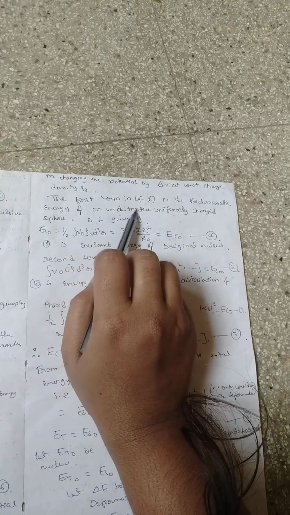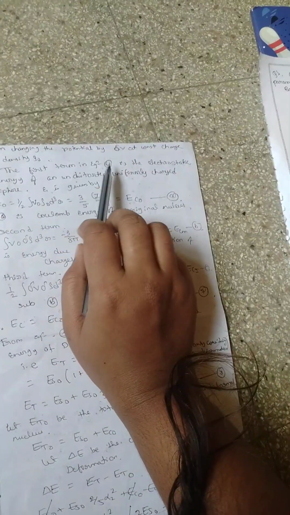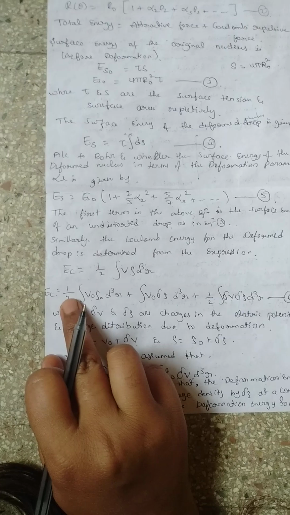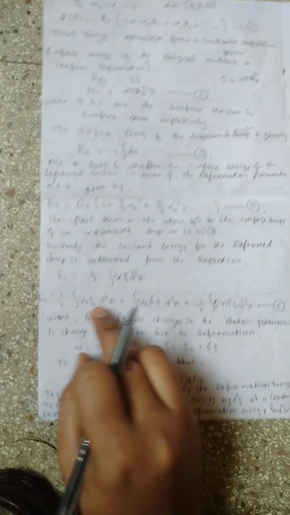The first term in equation 6 is the electrostatic energy of an undistorted uniformly charged sphere and is given by the first term of equation number 6, that is, half into V naught rho naught d cube R.